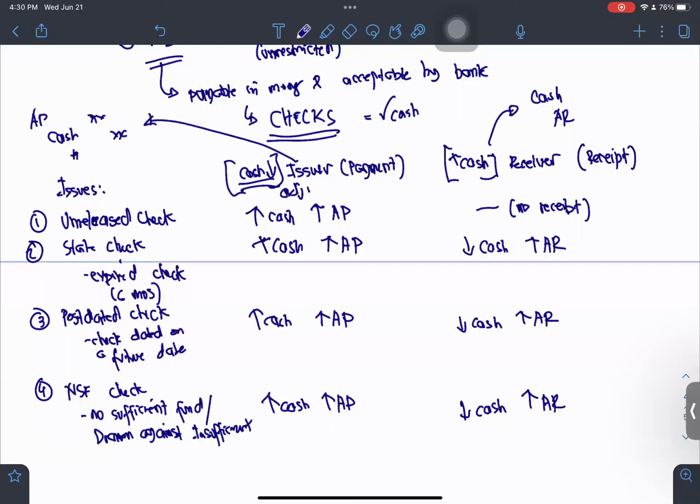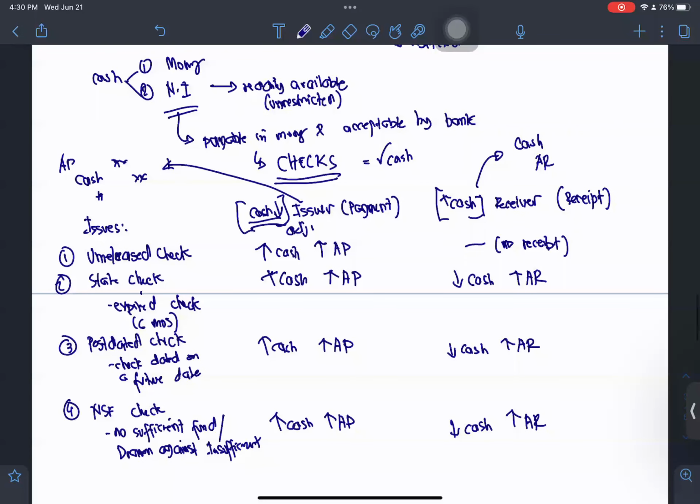So remember, for negotiable instrument, we are only talking about your checks. So generally, what you need to learn here are the different treatments as to the different items of check. For unreleased check, you need to determine whether you are the issuer or the receiver. For stale check, post-dated check, and NSF check, just remember the effects as to our cash and as to the items of your AP or AR, depending whether you are the issuer or the receiver. That's for your negotiable instrument.